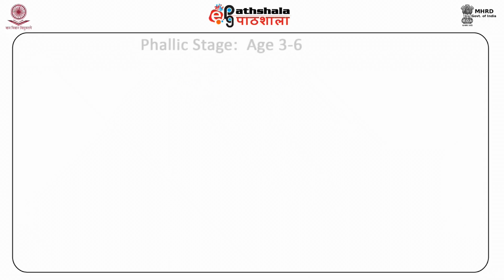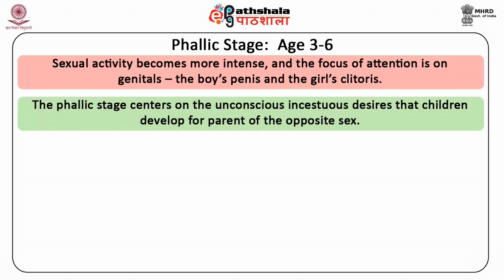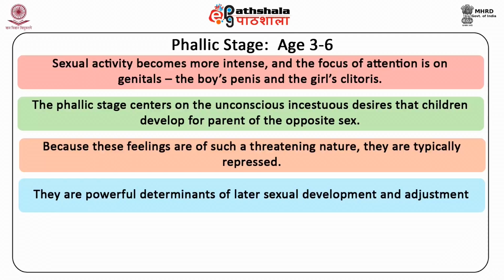Ages 3 to 6. During the phallic stage, sexual activity becomes more intense, and the focus of attention is on the genitals, the boy's penis and the girl's clitoris. According to the orthodox Freudian view, the basic conflict of the phallic stage centers on the unconscious incestuous desires that children develop for the parent of the opposite sex. Because these feelings are of such a threatening nature, they are typically repressed. Yet, they are powerful determinants of later sexual development and adjustment.